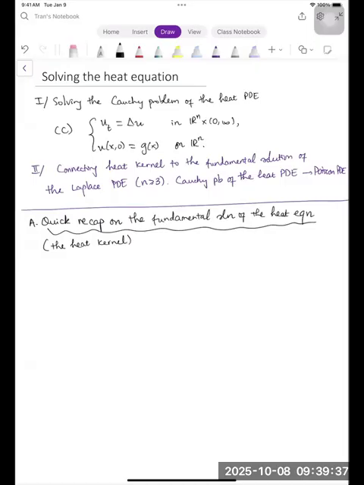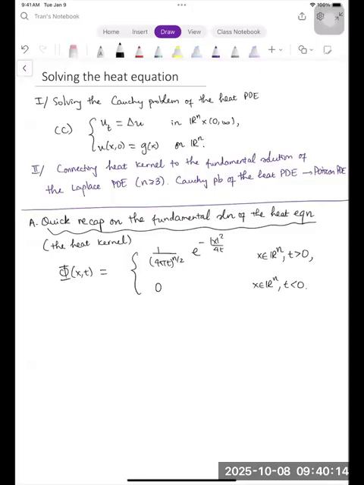Let me recall its definition and then draw some of the pictures. We define phi(x, t) to be 1 over (4 pi t) to the power n over 2, times e to the minus |x|^2 over 4t, for x in R^n and for t greater than 0, and 0 otherwise. So x in R^n and t less than 0.